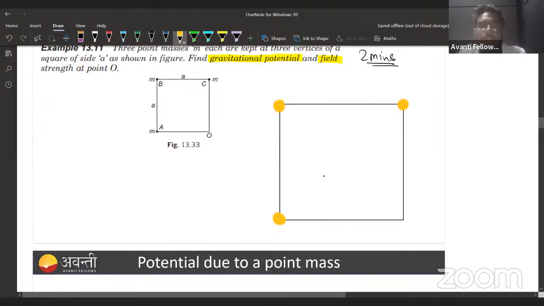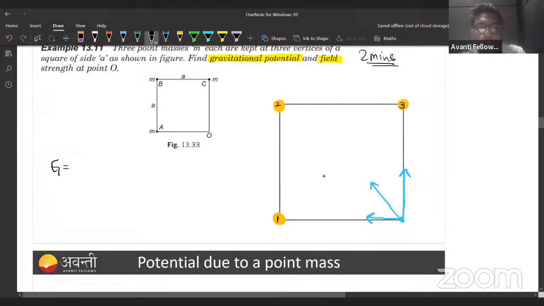Now we have to calculate. Let's calculate field first. We calculated field in the previous classes as well. Let's calculate field first, then you'll get to know how much easier it is to calculate potential. All right, deal. Now let's go. So field due to this mass will be in this direction, field due to this mass in this direction, and field due to this mass in this direction. Let's name them 1, 2, and 3.